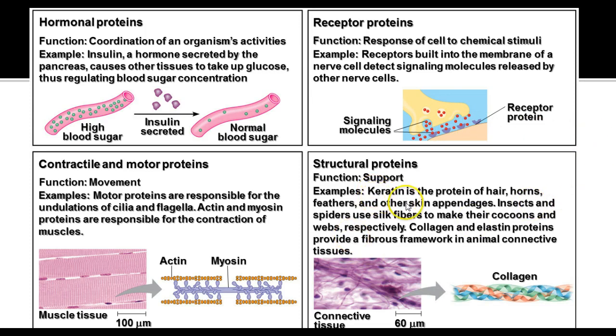Structural proteins like keratin, which is found in hair, nails, and things like that, function for support. We've also got things like silk fibers made by insects, collagen and elastin that are found in connective tissue in mammals and will provide structure and support for the tissues of mammals.